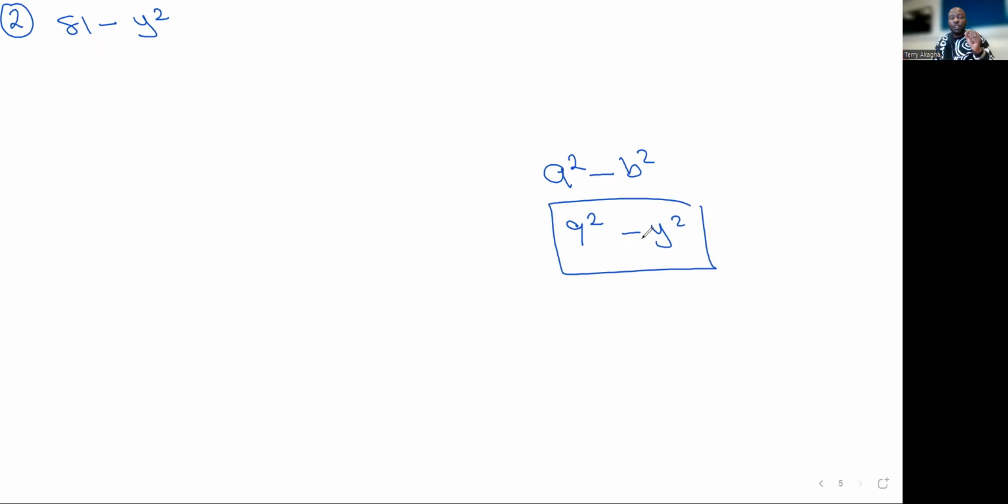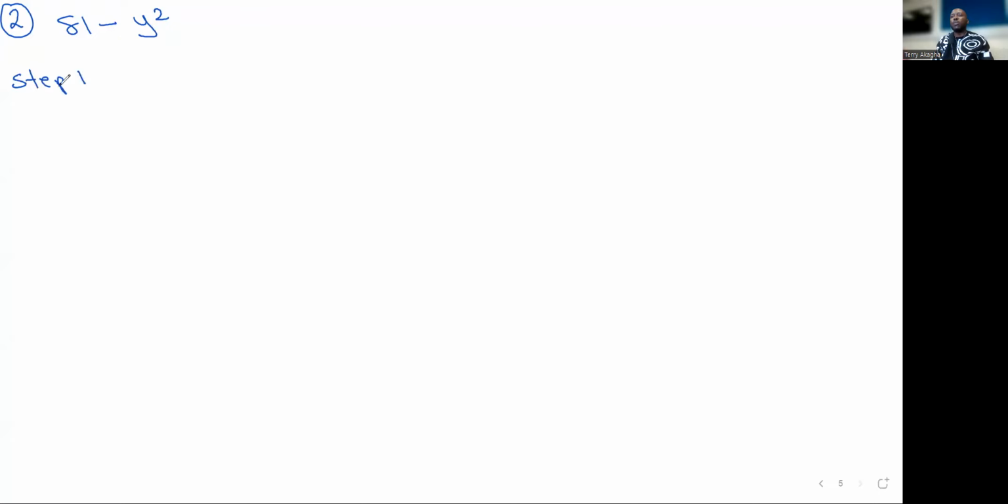So the key thing you need to remember is that for a difference of 2 squares to be applicable, it has to be the difference between 2 squares. That means you have a square of the first term subtracting the square of the second term. Is that right? So let's do this now for 81 minus y squared, because this is going to be a difference of 2 squares as well. Step 1, we're going to open 2 brackets.